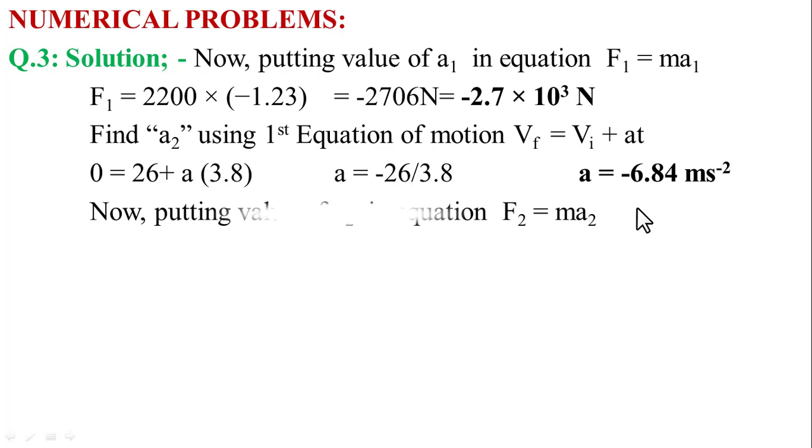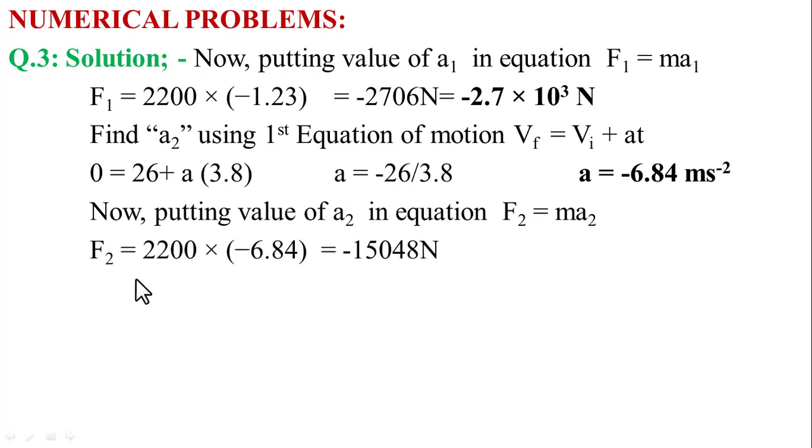Now we can calculate the force F2 by using Newton's second law of motion. In Newton's second law of motion, F2 is equal to ma2. Putting the values, F2 is equal to 2200 multiplied by minus 6.84, that is equal to minus 15,048 Newton, that is F2 is equal to minus 1.5 multiplied by 10 raised to power 4 Newton.